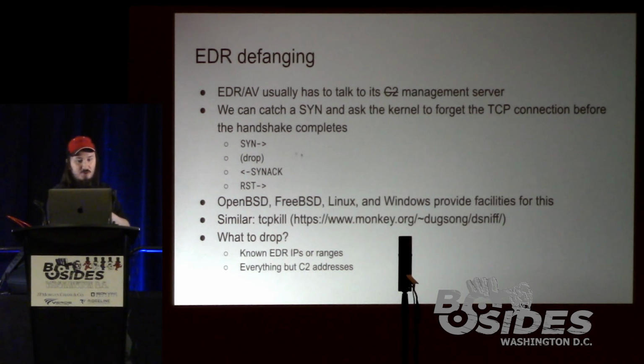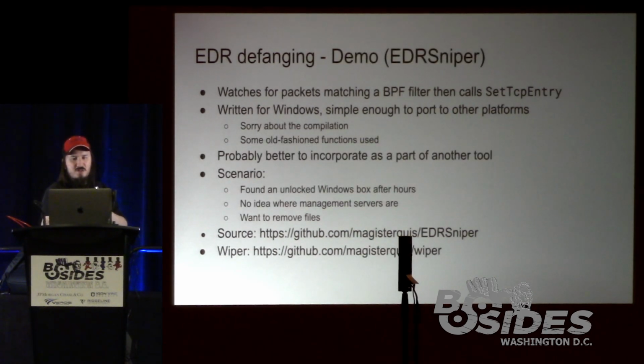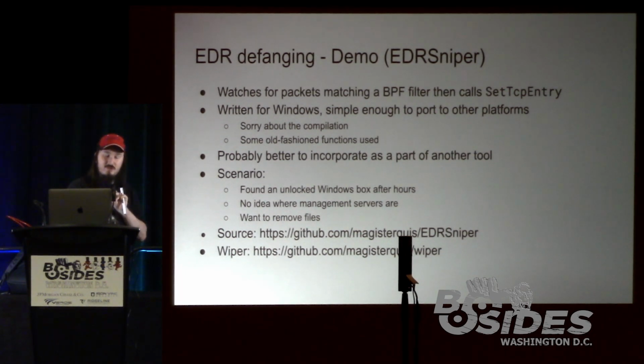So we get a SYN, a drop, a SYN-ACK. The box is like, hey, I have no record of this connection, and a reset. TCP kill is pretty similar, except it forges a bunch of resets, because back then Linux did not have an API for this. So we're just going to watch packets matching the filter, or BPF filter, set TCP entry. The only thing set TCP entry does, in typical Windows fashion, is it drops TCP entries.